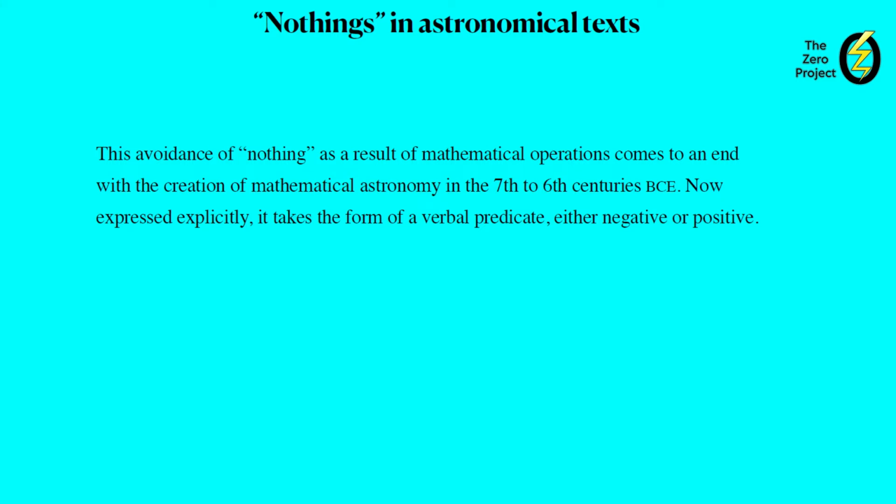So nothing really is nothing in Mesopotamia at this point. And the avoidance of putting yourself in a position where you'll end up with nothing in a mathematical text as a result of a mathematical operation comes to an end with the creation of mathematical astronomy in the 7th to 6th centuries BCE, because now we can't avoid it anymore. Essentially, there are astronomical situations in which you are coming down to a baseline in which you have to add or subtract numbers in the construction of zigzag and other kinds of functions, and you need to have that available. Now, expressed explicitly, nothing in the astronomical or mathematical texts of the same period takes the form of a verbal predicate, either negative or positive.